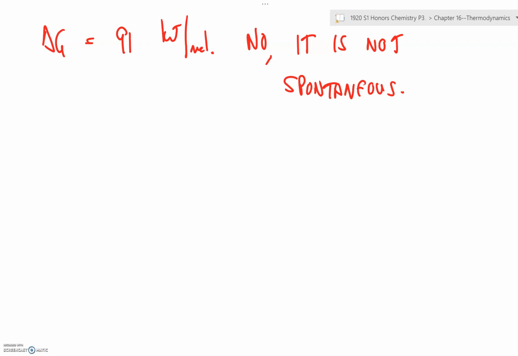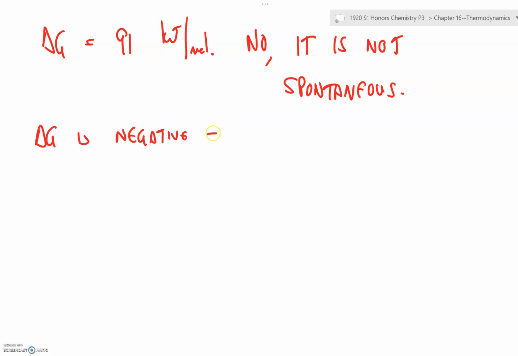Okay, so we just determined that this reaction is not spontaneous. For a reaction to be spontaneous, delta G has got to be negative, okay? So the only time this is spontaneous is when delta G is negative, and that is what determines whether or not a reaction is spontaneous. But this one isn't. So how do we determine what makes it spontaneous?